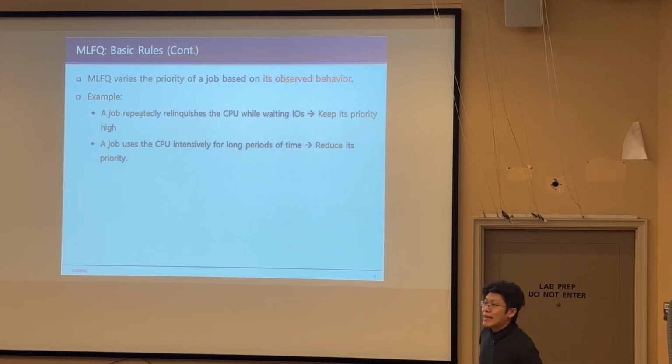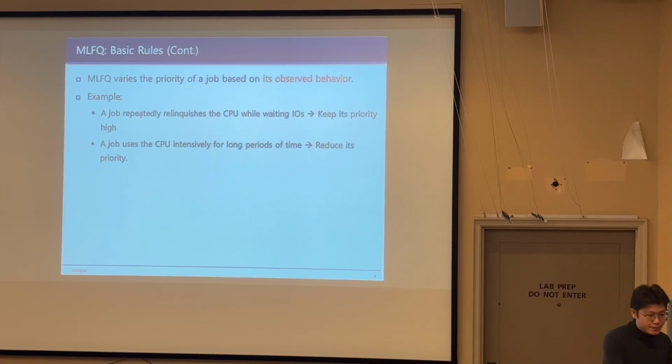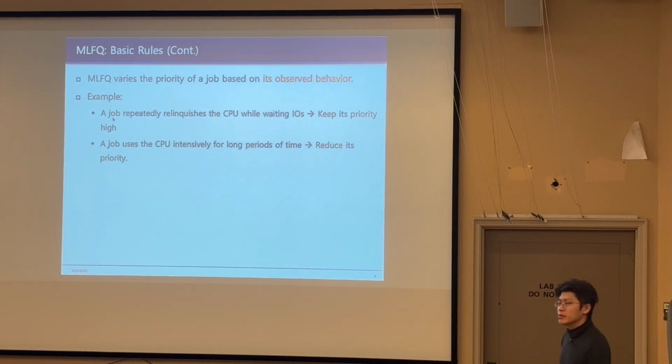So I hope everyone can get the rationale behind each rule. So the first one, a job repeatedly relinquishes the CPU. What does this mean?